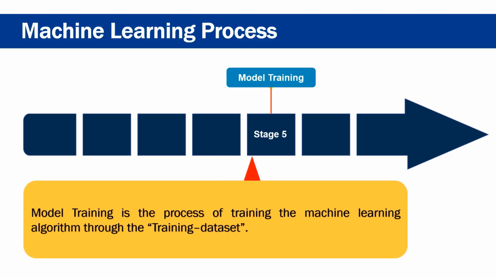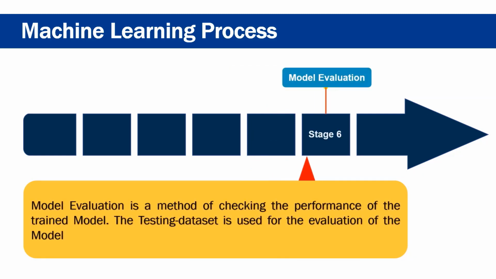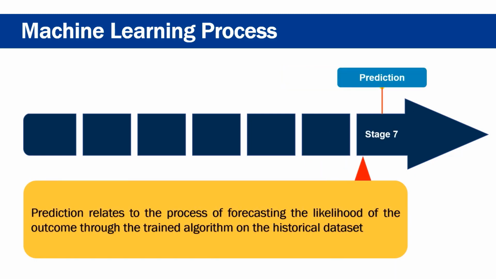By considering the training data set, training of the machine learning model is performed in the fifth stage. In this process, the algorithm learns from the data and correlates the dependent and independent variables to determine the best fit model. Thereafter, in the sixth stage, model evaluation is done. Model evaluation is a method of checking the performance of the trained model. The testing dataset is used for the evaluation of the model. The final stage of machine learning is the prediction stage. It is the process of forecasting the likelihood of the outcome through the trained algorithm on the historical dataset.